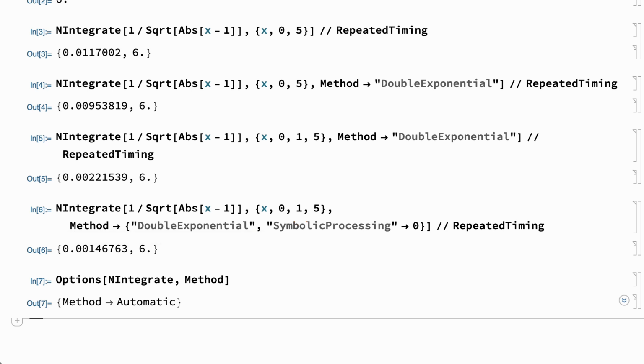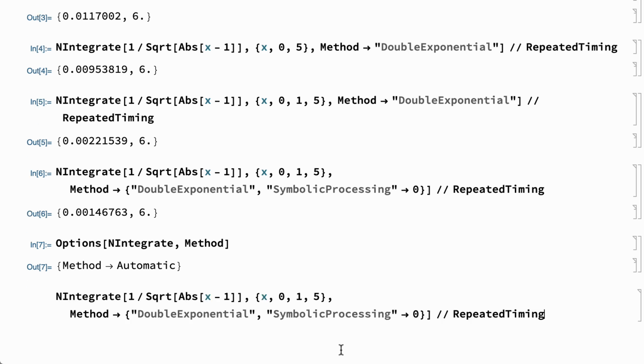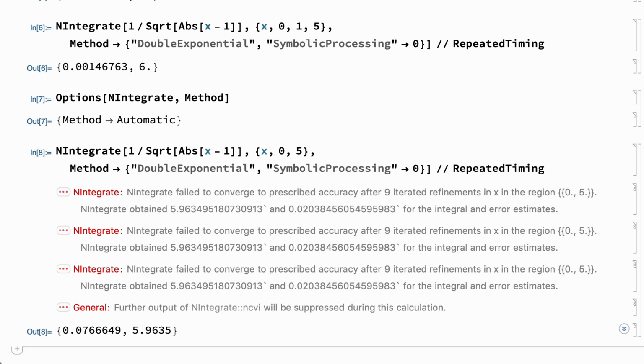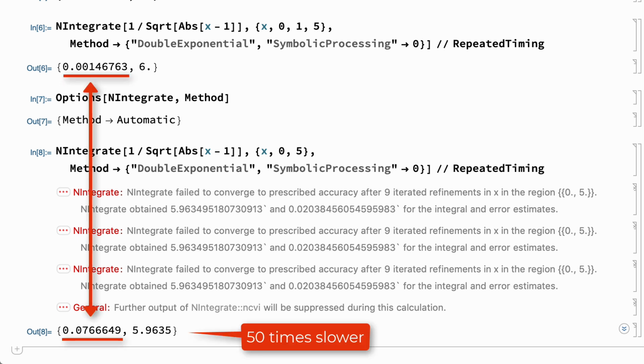In general, however, that symbolic processing can be very important. For example, if symbolic processing is turned off and the location of the singularity is not specified in the range of the independent variable, then NIntegrate for this integral does a very large number of evaluations, trying to locate the singularity numerically. The calculation takes much longer, and the evaluation eventually generates a few warning messages and returns an incorrect result.